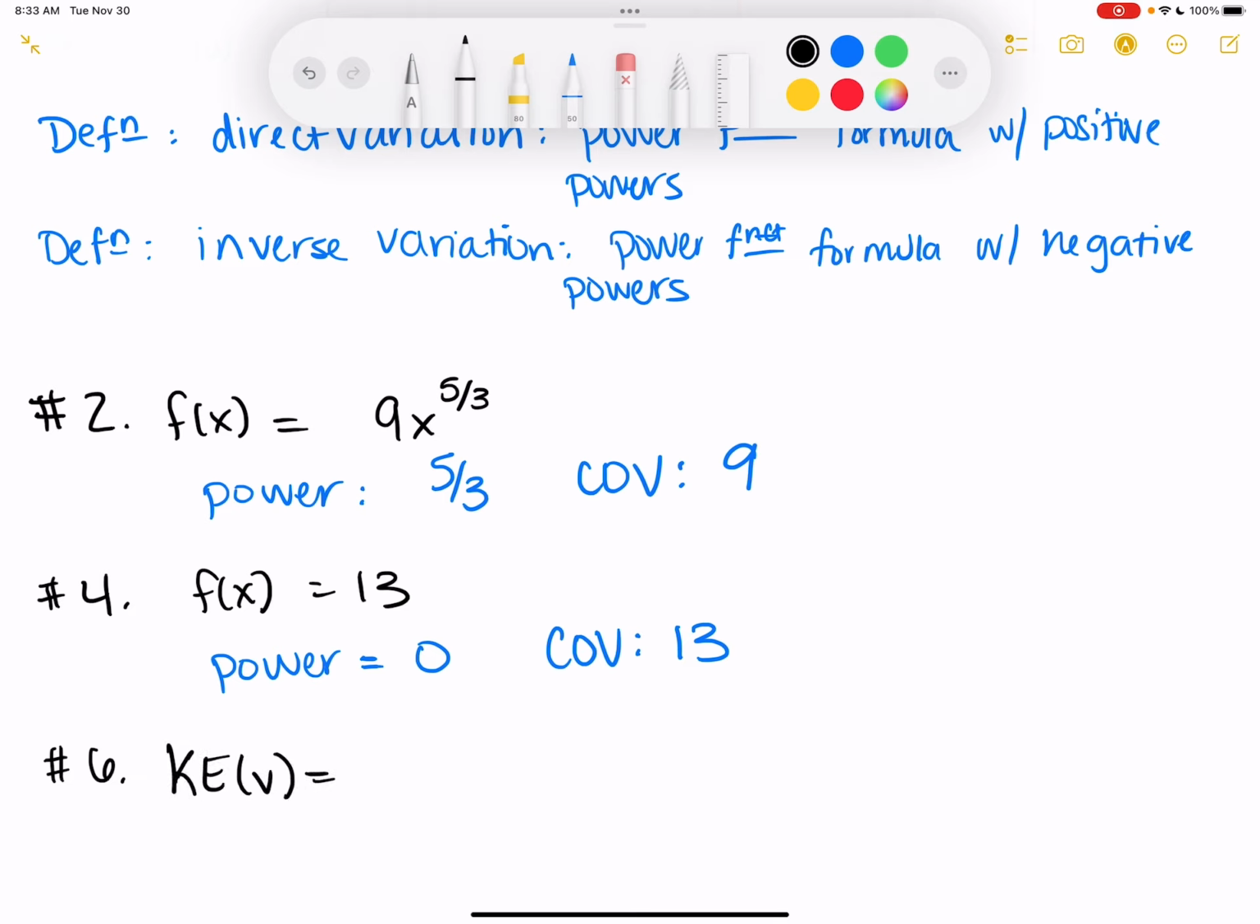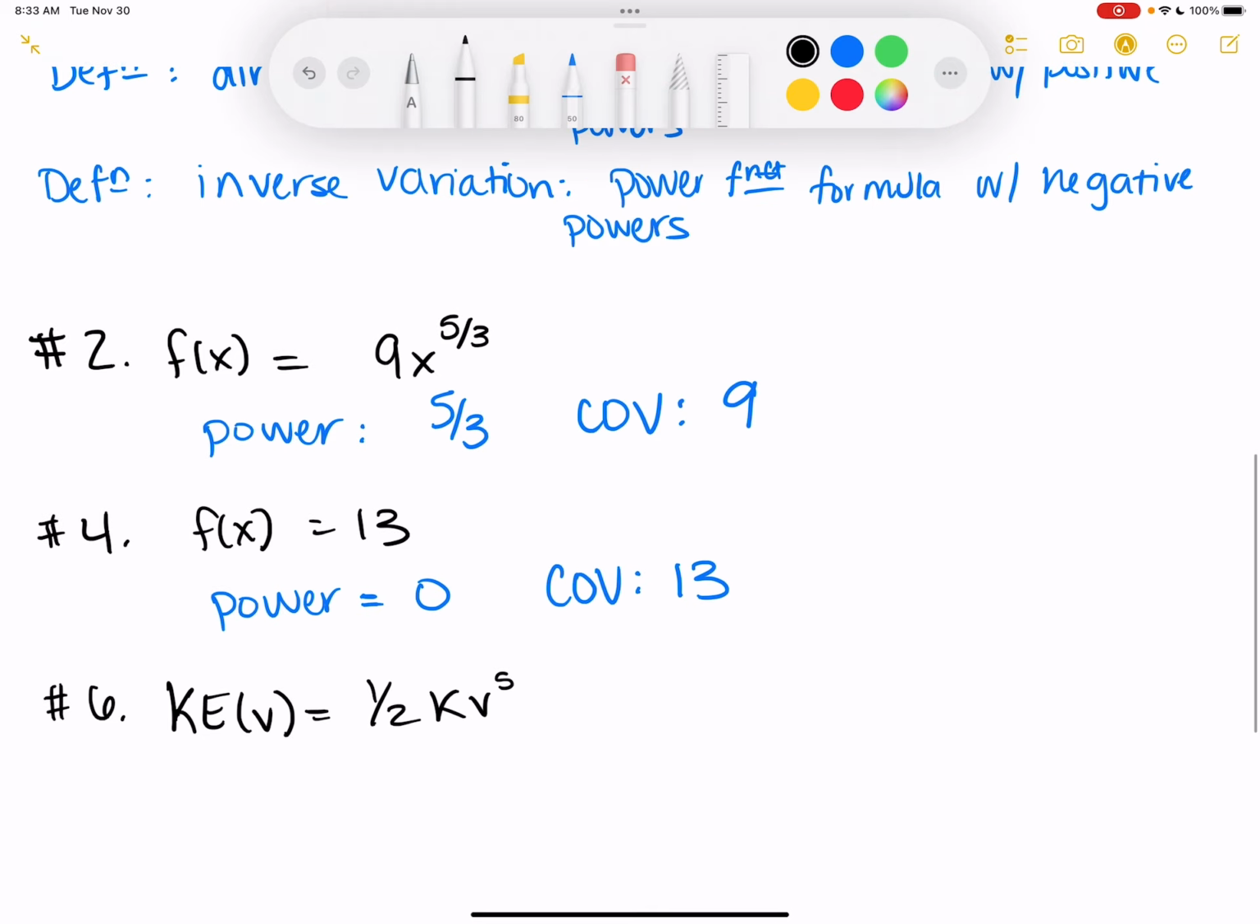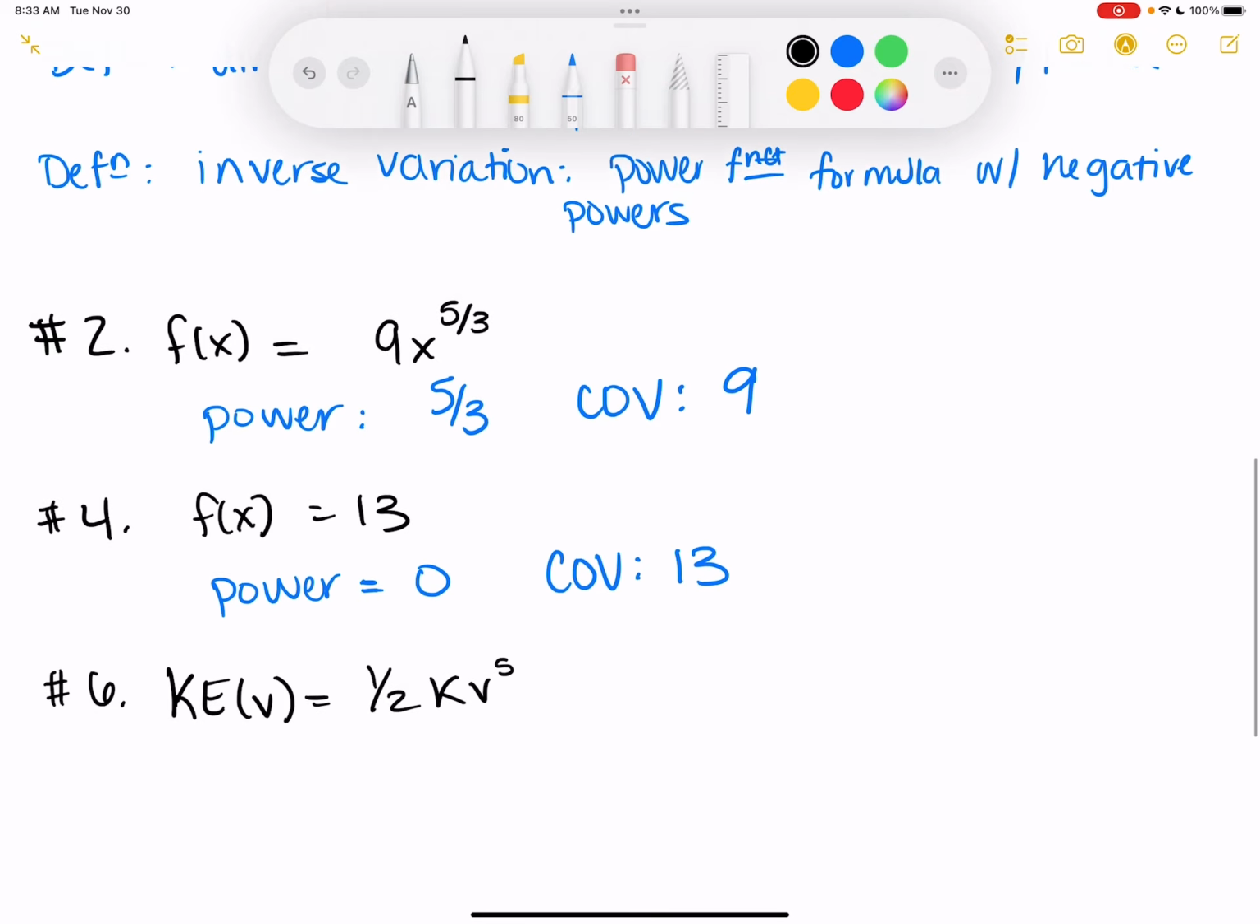KE of v is equal to 1/2 k v to the 5th. What does KE stand for? Kinetic energy, I think. The power is 5. Constant of variation is 1/2 k, I guess.